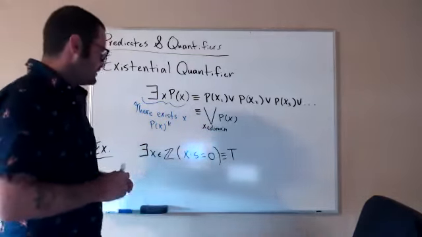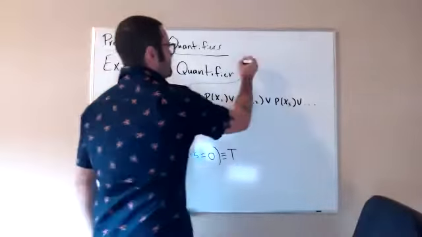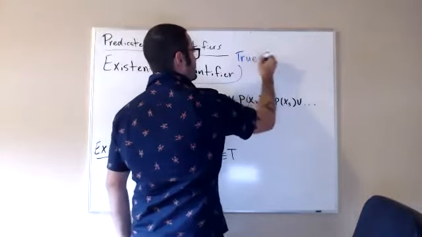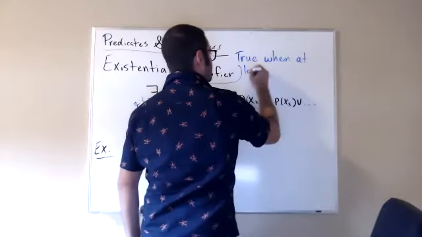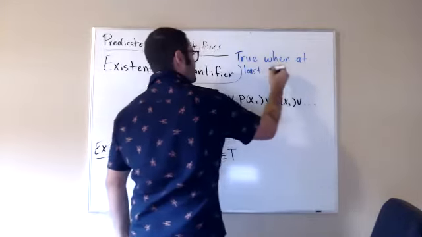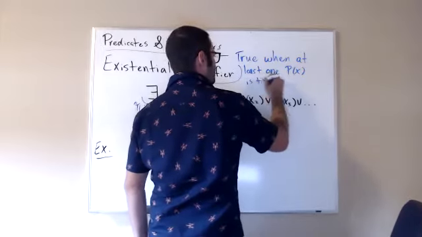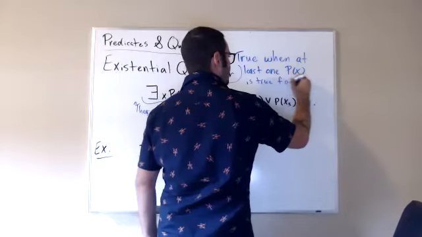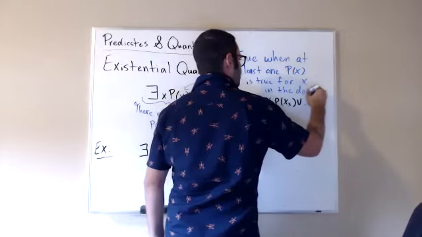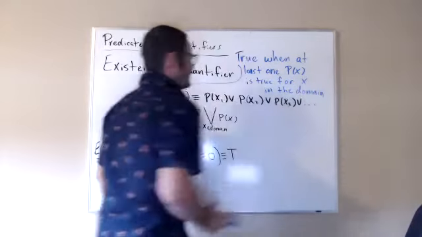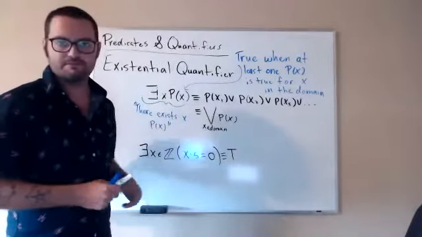Okay? So I'm just going to write that down. True when at least one p of x is true for x in the domain. It's only false when it's false for every x in the domain. Okay?